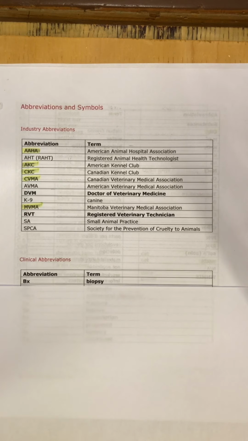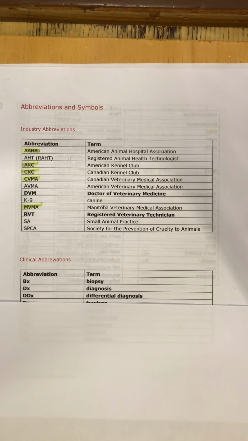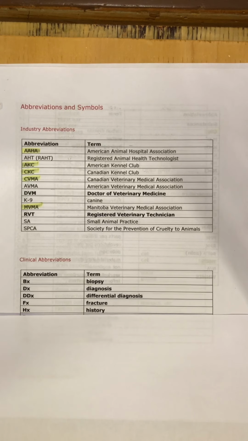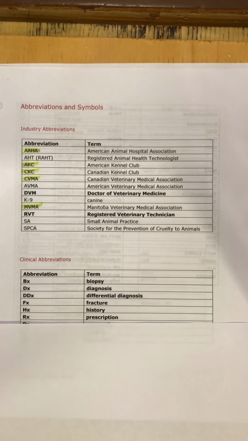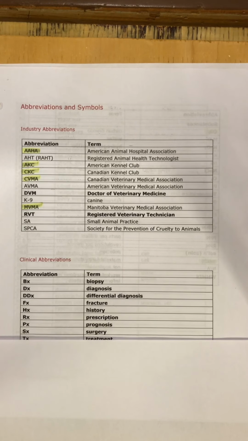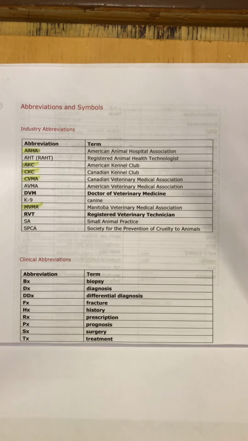So biopsy is BX, diagnosis DX, differential diagnosis DDX, fracture FX, history HX. This is the only one that might trip you up. Prescription isn't PX because that's already used by prognosis. So prescription is RX. So think of Rexall, right? Rexall is a pharmacy. They fill prescriptions, and RX is kind of right in there in their name. So prognosis PX, surgery SX, and treatment TX.